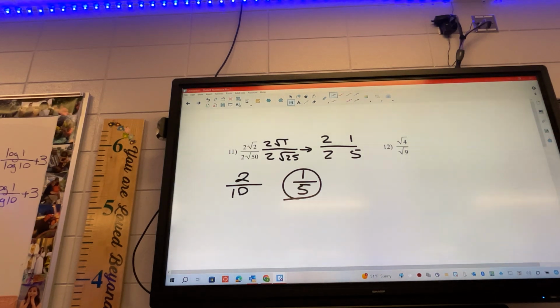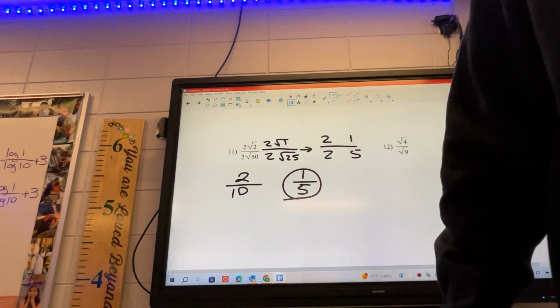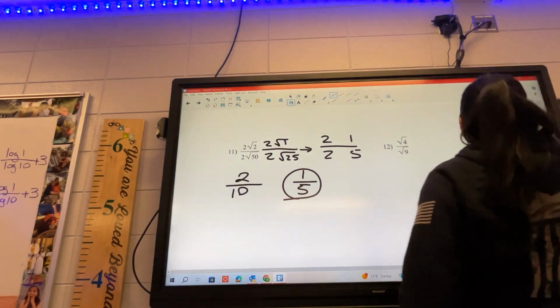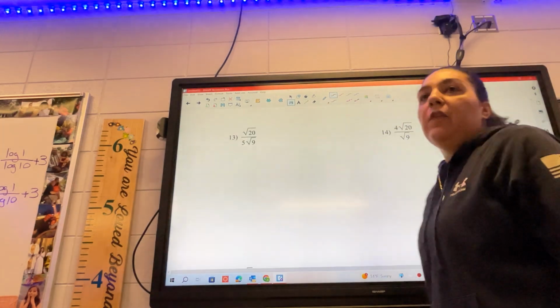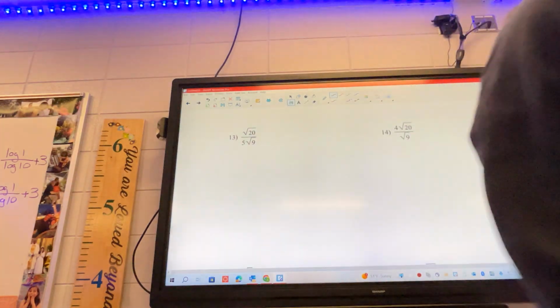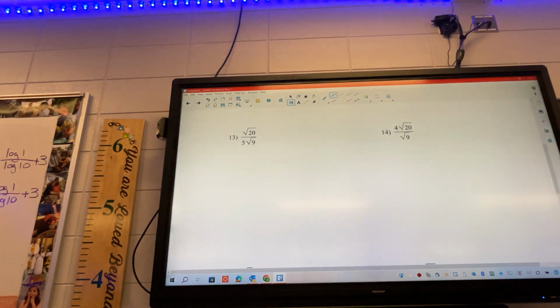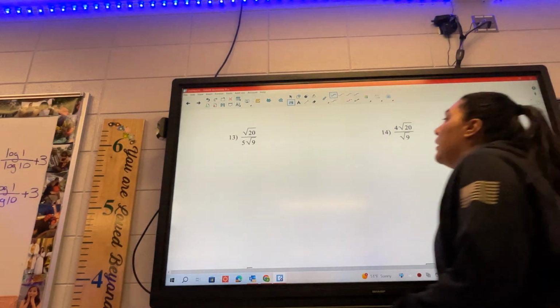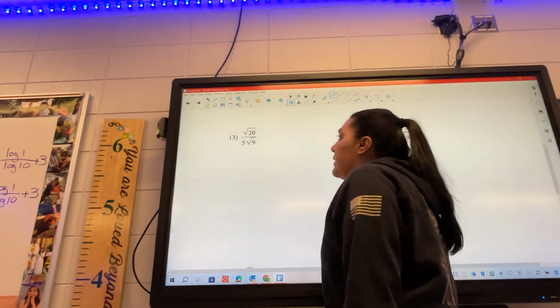Look at number 13. We're going to start with the 20 over 5. What is that? Type it on your calculator. What's 20 over 5? Sorry, 20 over 9. Okay, so that part doesn't simplify.